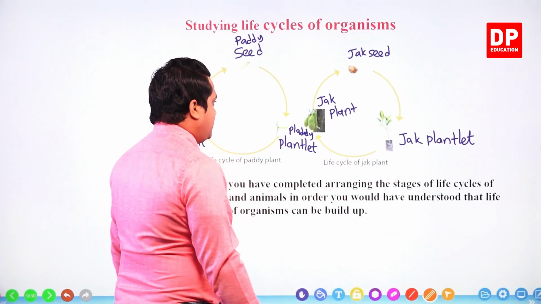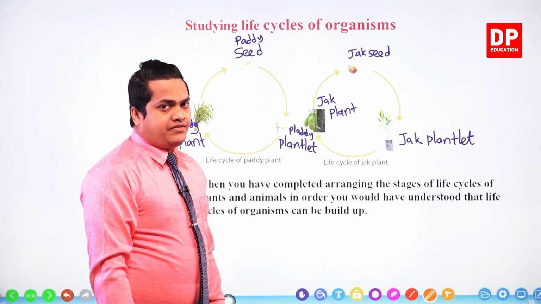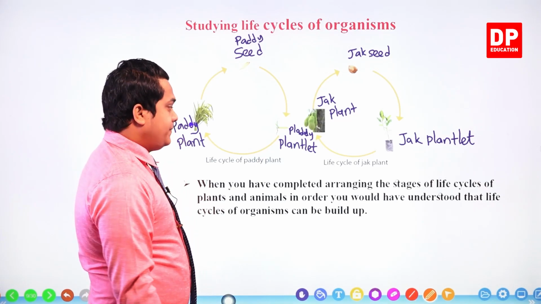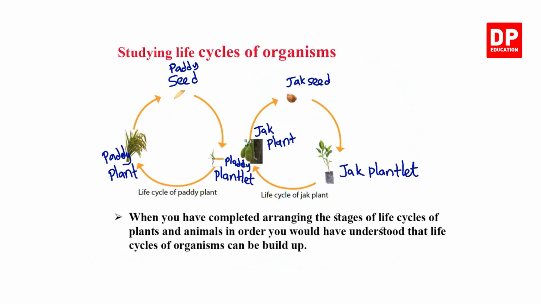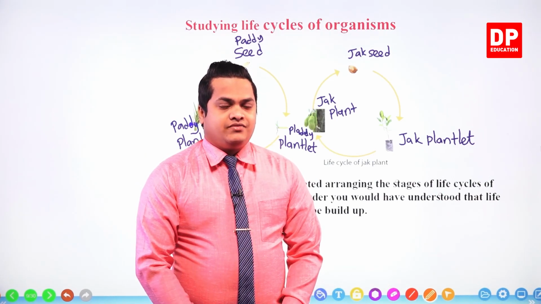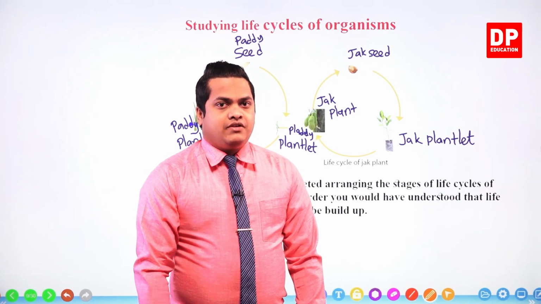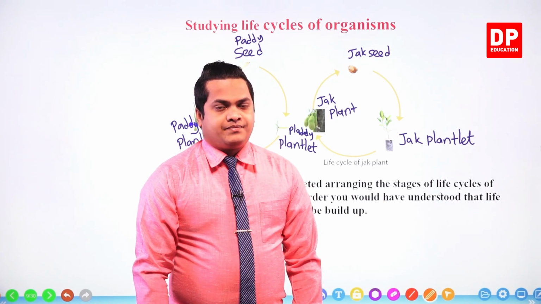In plants also we can observe this cyclic process when they are passing their life. So when you have completed arranging stages of life cycles of plants and animals in order, you would have understood that life cycles of organisms can be built up. So by using these images and video clips, my dear children, we build up the life cycles. We found out that there are different stages of life within each and every organism.